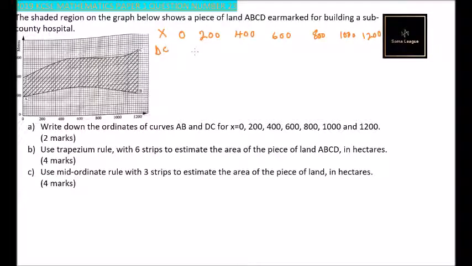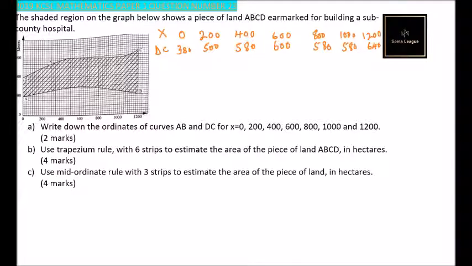So the value of Y when X is 0 with DC is 380. When it is 200, we have 500. When it is 400, we have 580. When it is 600, we have 600. When it is 800, we have 580. You are reading that from the graph. When it is 1000, it is 580. And when it is 1200, it is 640. So we are reading these values.